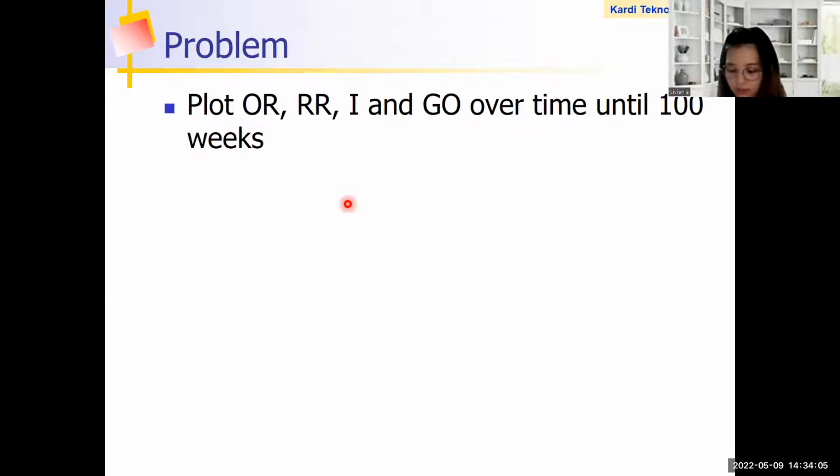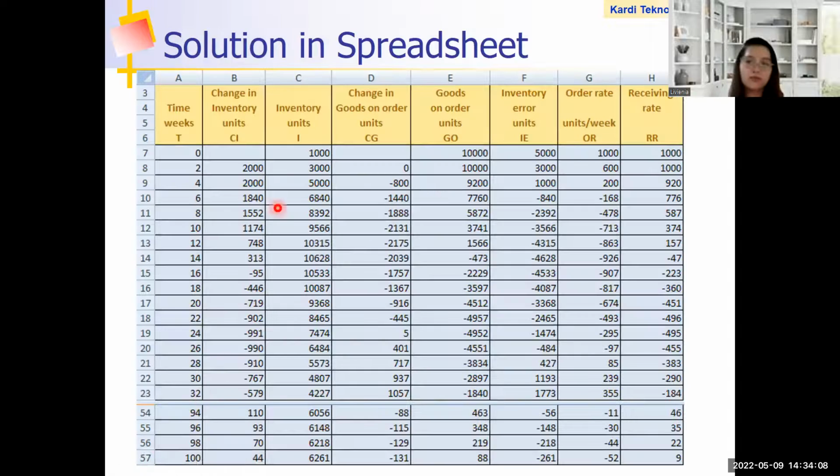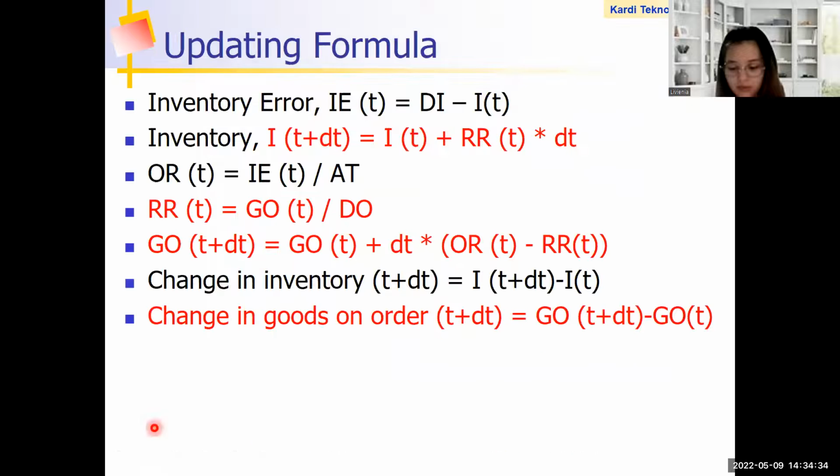So let's plot this until 100 weeks. Here are the columns. We have time every 2 weeks. And this is the one that we already calculated a while ago, the change in inventory unit. And then these are the new things. I put the equation here. This is the equation.